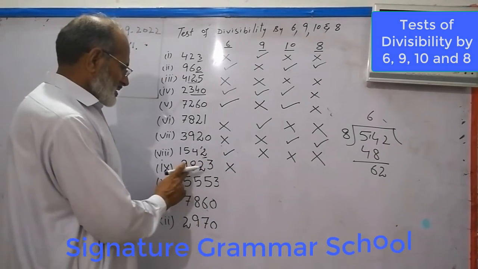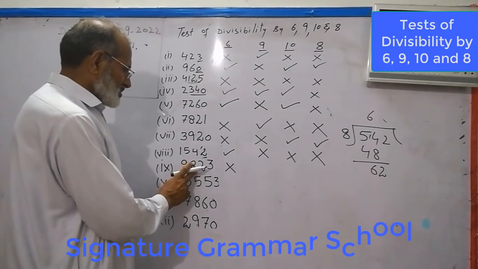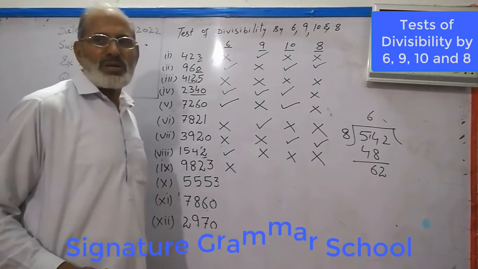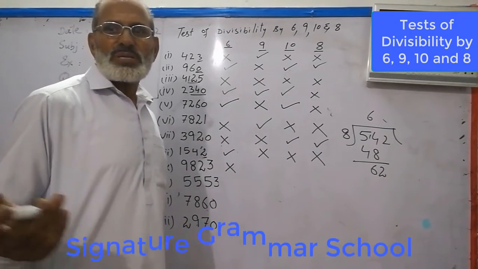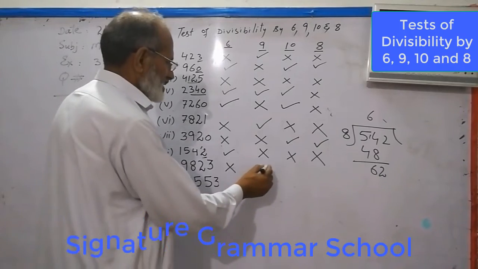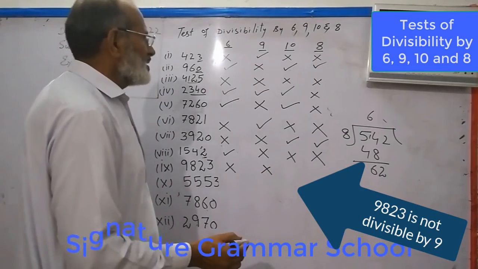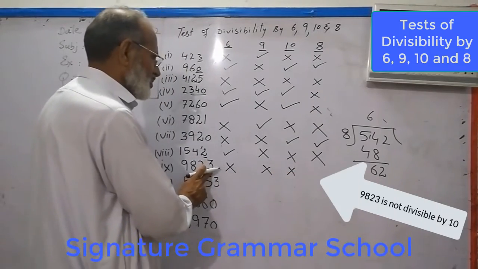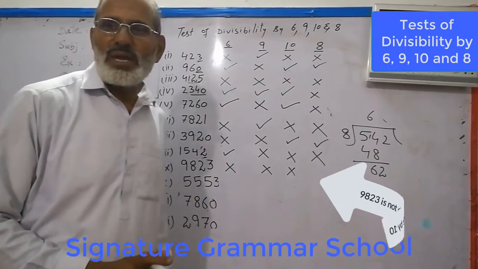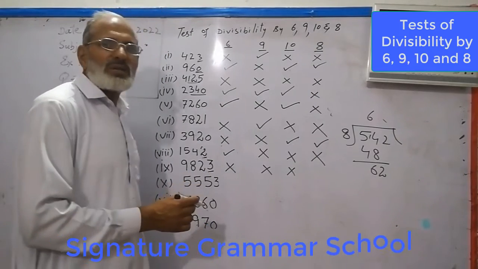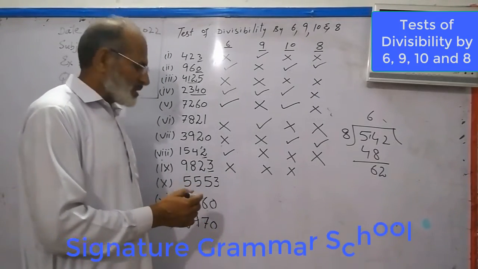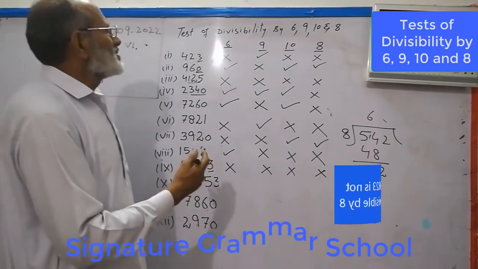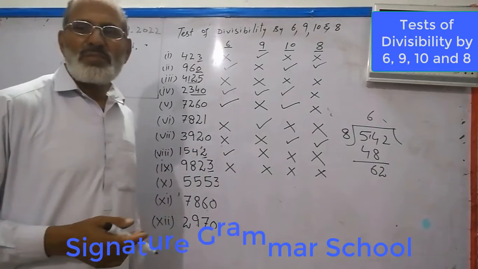For 9, I am taking the sum total of this: 9 and 8 is 17, 18, 19, and 20, 21, 22. 22 doesn't come in the table of 9. Therefore, this is not divisible by 9. And it's again not divisible by 10 because there is no 0, and it's again not divisible by 8 because here it's 3, and 3 is an odd number, it's not an even number. Therefore, here cross under 6, under 9, under 10, and under 8.